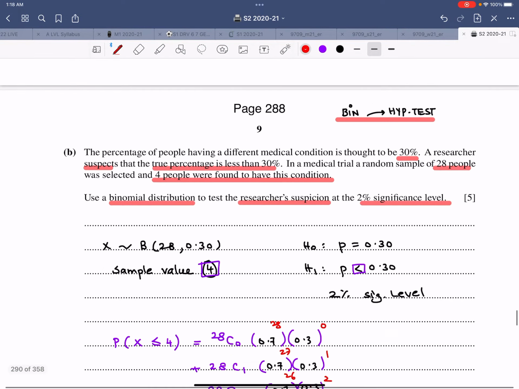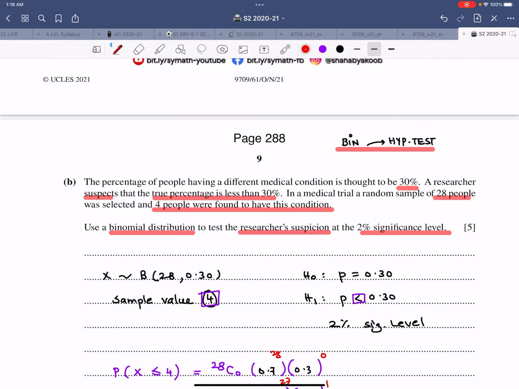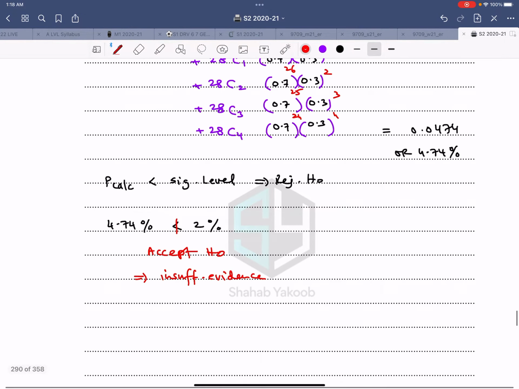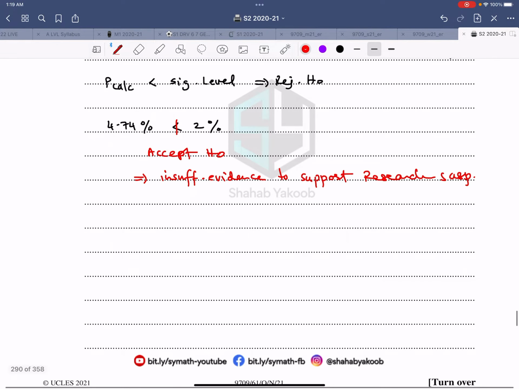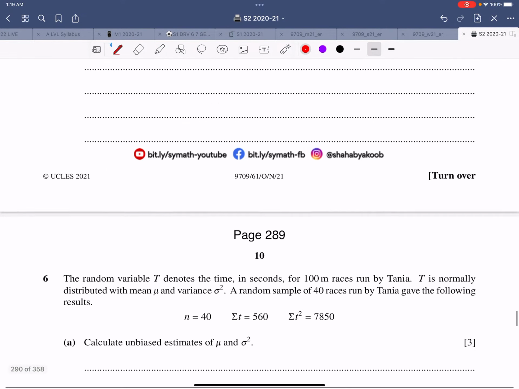And what was the question about? It was the researcher suspects. So insufficient evidence to support researchers' suspicion. So we cannot actually endorse this thing. So insufficient evidence to support, endorse, accept researchers' claim. So this question is also done.